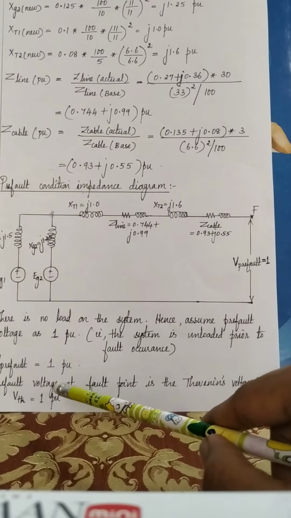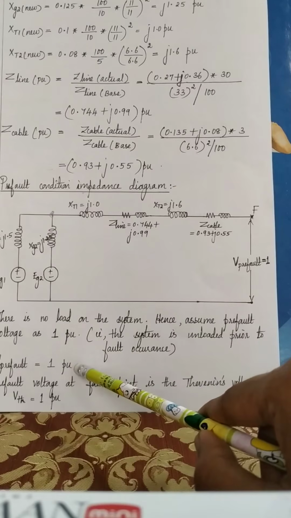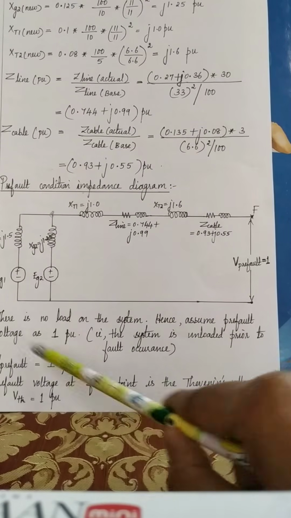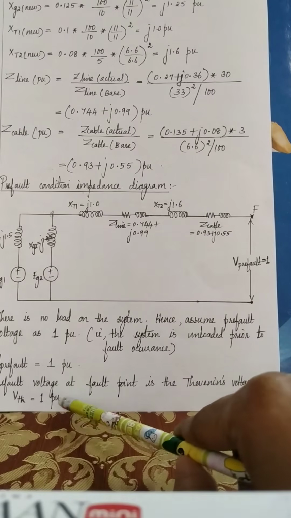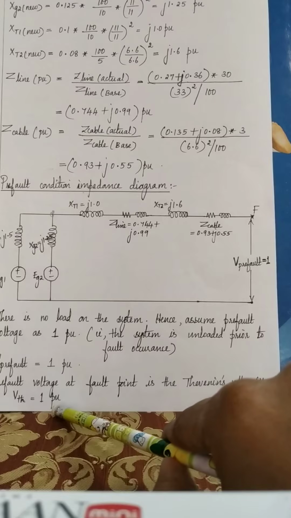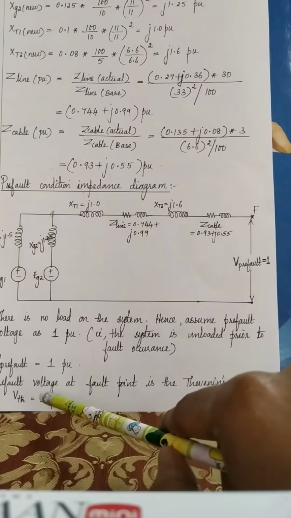So what does Thevenin's method procedure say? Step 2. The pre-fault voltage is the Thevenin voltage VTH. So I have written VTH is equal to V pre-fault is equal to 1 per unit. Understood? So now go to step 3.